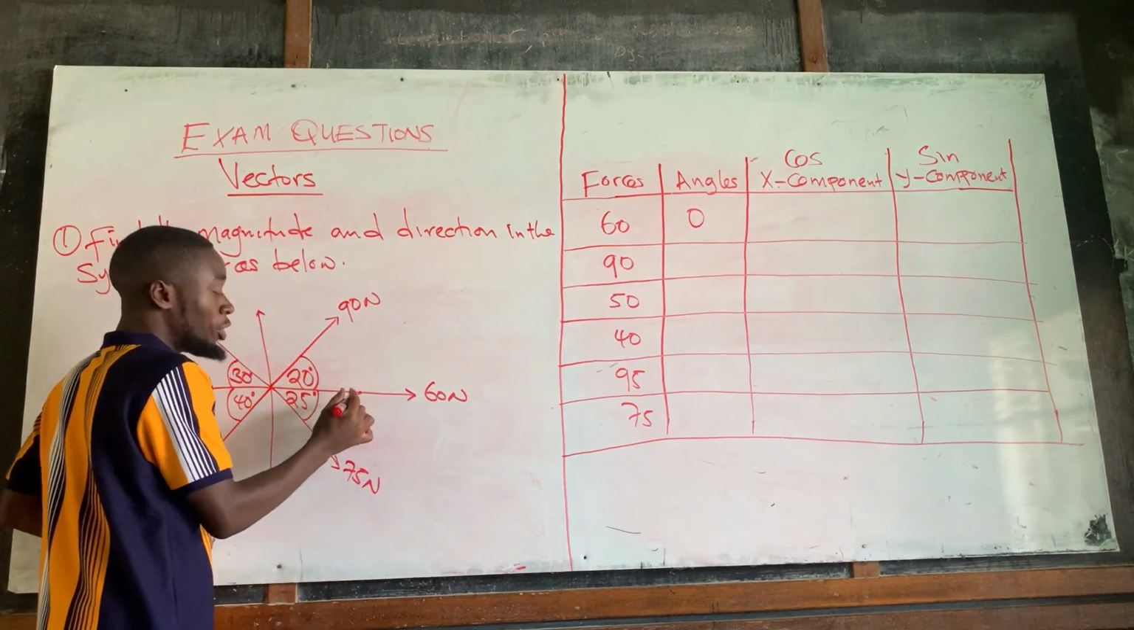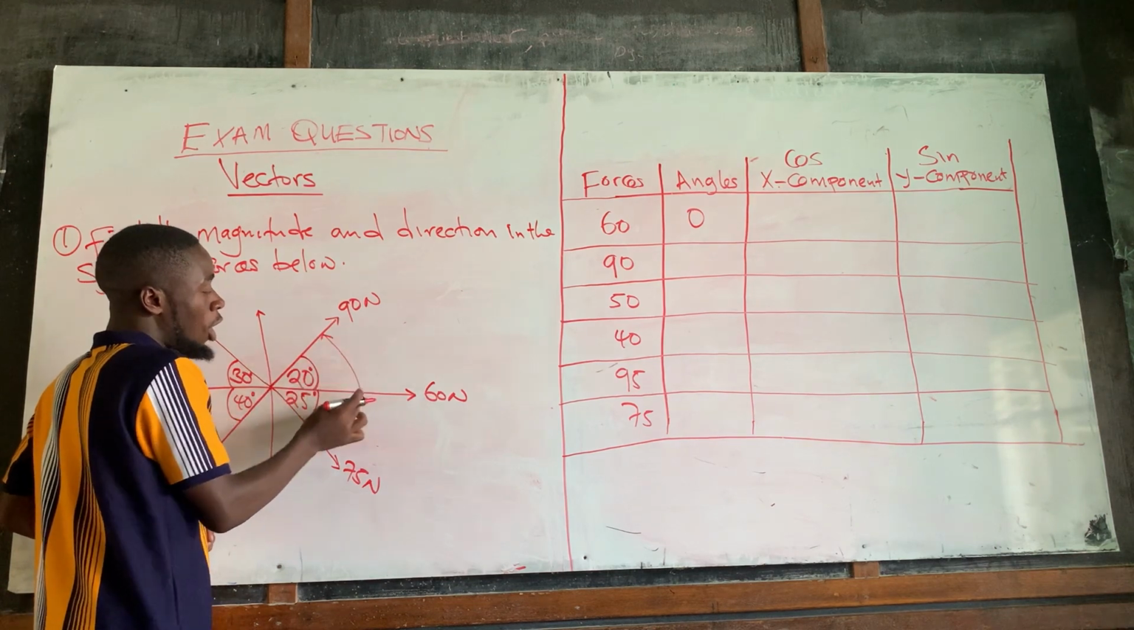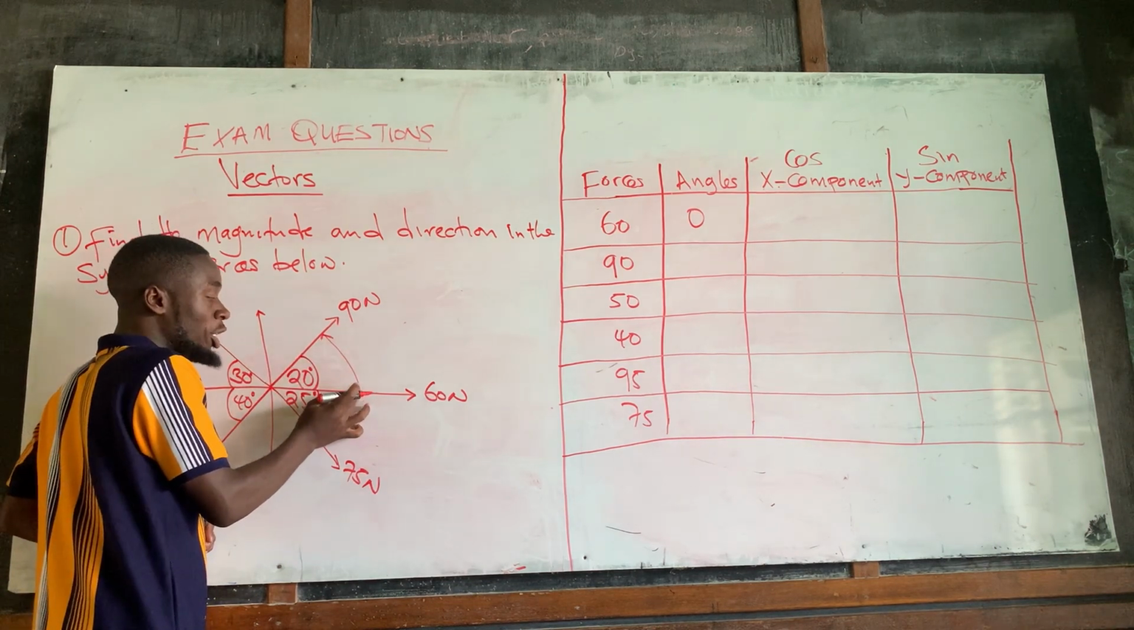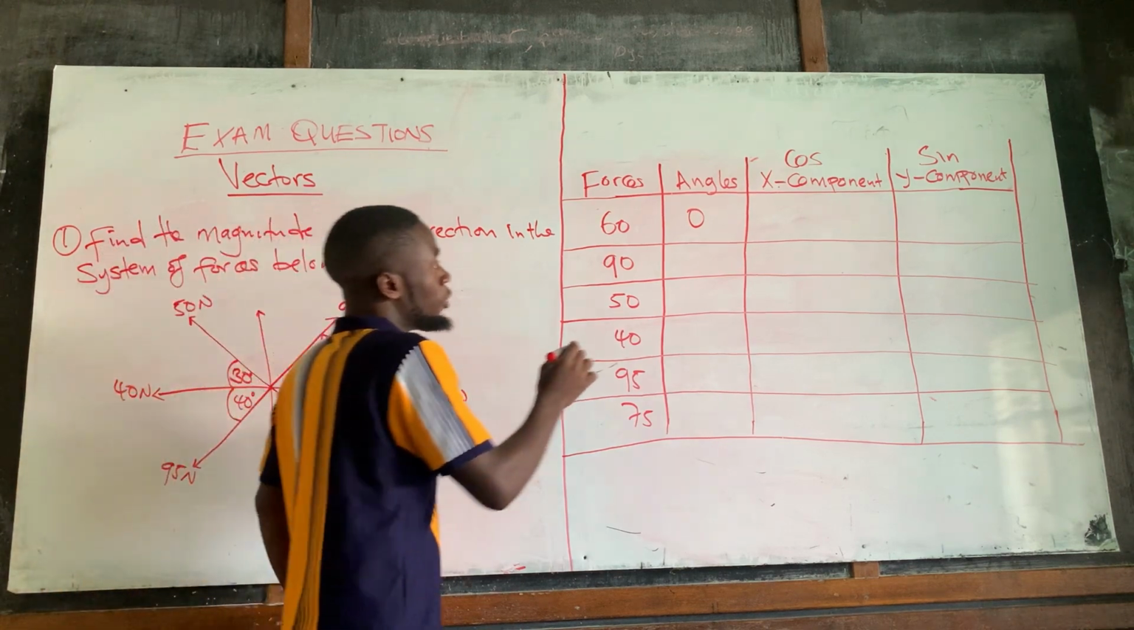Okay? And again, you go to the next force, which is 90 newtons. Always start from the origin. So let's move from this point to where 90 is here. How many degrees have we made from this point to where 90 newtons is? So I've made 20 degrees here.